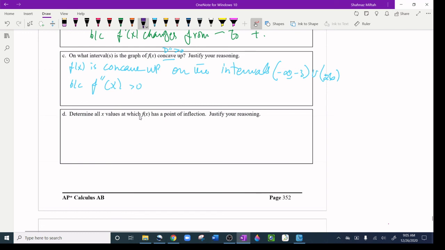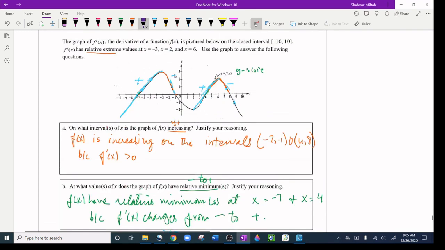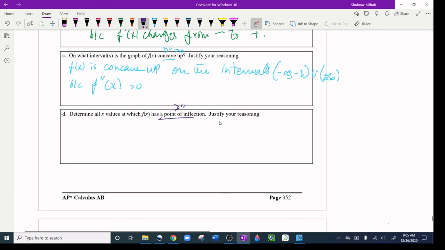Determine all the values of x at which f of x has a point of inflection. Again, second derivative, and wherever concavity changes. So again, I already drew tangent slopes right there. These are positive and negative and positive and negative. So the point of inflection is wherever the concavity changes, like this is concave up, this is concave down, concave up, concave down. So concavity changes over here, which is negative 3. Concavity changes here, which is 2. Concavity changes here, which is 6. So it's negative 3, 2, and 6.